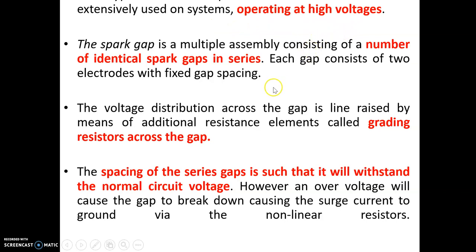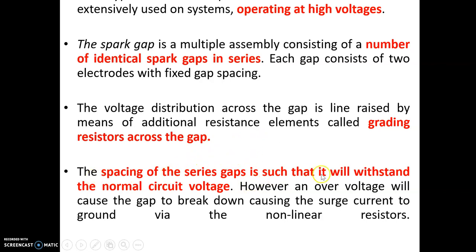You have understood why for high voltage you have to use nonlinear resistors, because simply a gap will not be sufficient to control the current even after the operation of the lightning arrestor, meaning the follow-up current and the leakage current both. The spark gaps are a multiple assembly consisting of a number of identical spark gaps in series. The constructional details I already told from the figures. You can see the details and the grading resistors across the gaps. These resistors will be nonlinear resistors, and you can grade it.